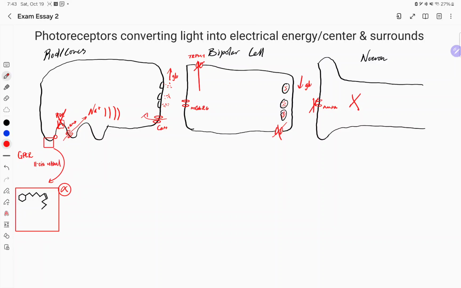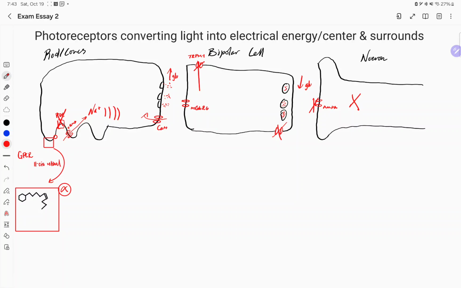But we also have to address the different types of photoreceptors. So we have center and surrounds. By the way, I hope you can hear me. This whole time I've been using my headphones for my microphone. Hopefully you can hear me. If not, this will be a bunch of drawings that you can follow without my voice.